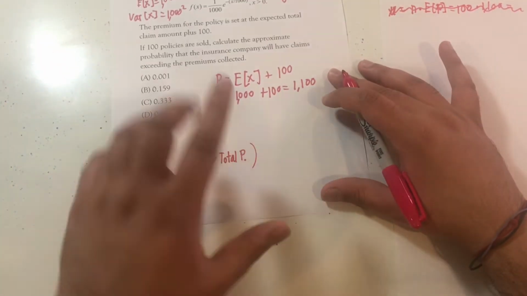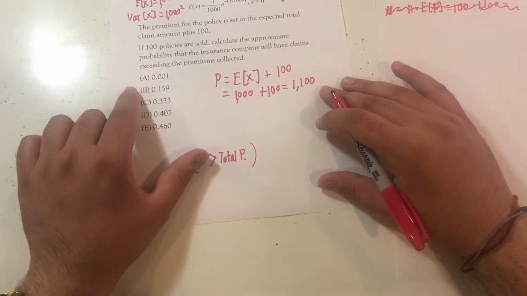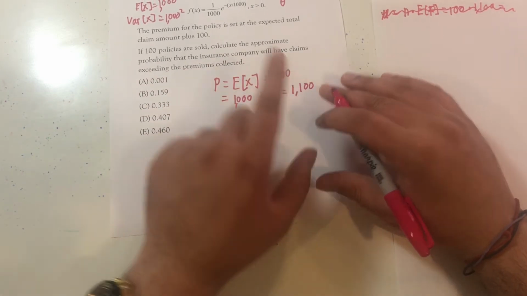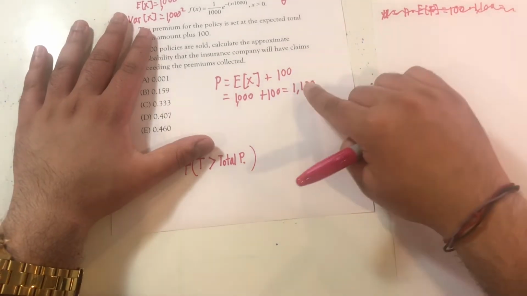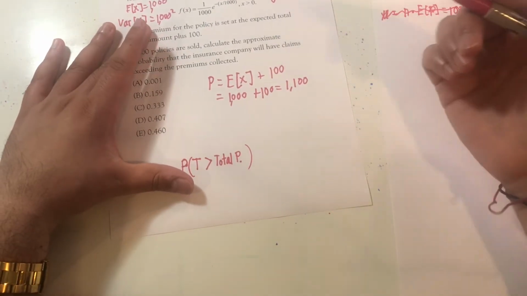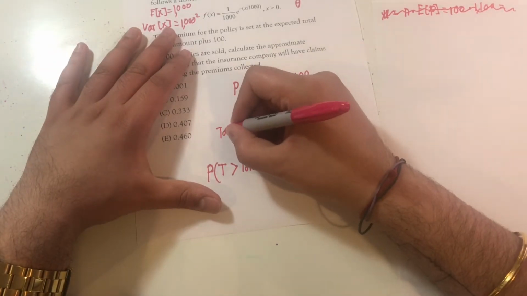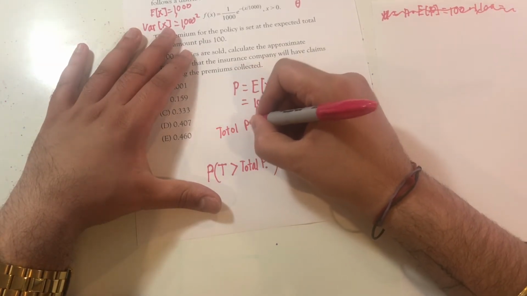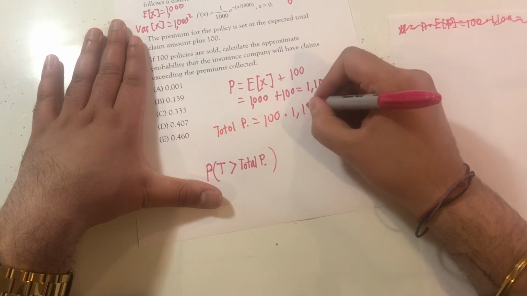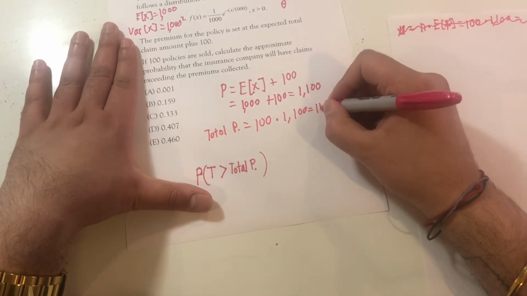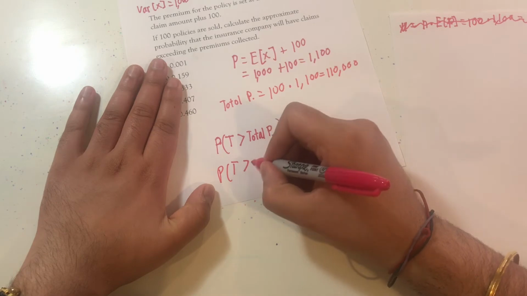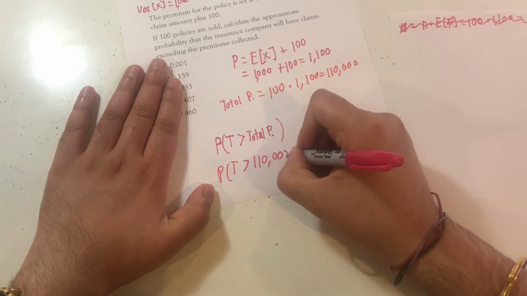So we want information about the total. Well, we want to figure out the approximate probability that the insurance company's claims will exceed the premiums collected. Well, what are the premiums they collect? If they collect 1,100 on each individual person and they got 100 people, the total amount of premiums, total P, should be equal to 100 times 1,100, which equals 110,000. So we're looking for the probability that our total exceeds 110,000.